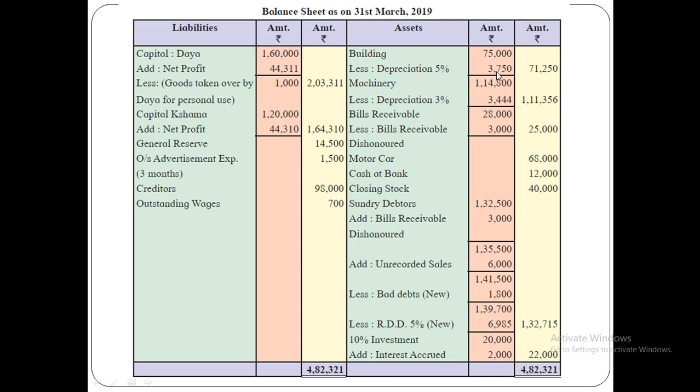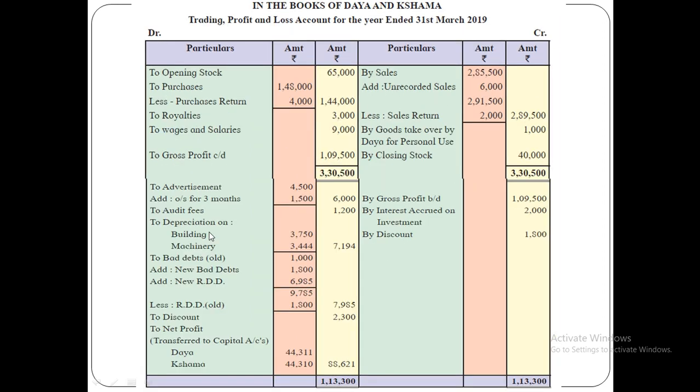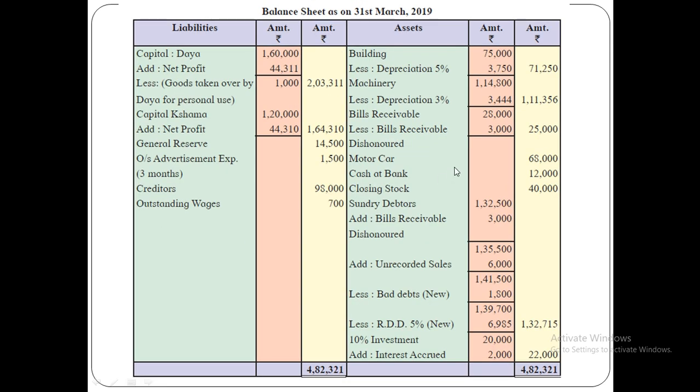Next effect is to the profit and loss debit side. Here depreciation, we already saw in machinery and building depreciated. Next is cash at bank. Cash at bank is a very easy item. We are going to record it to the asset side. Here it is, cash at bank.